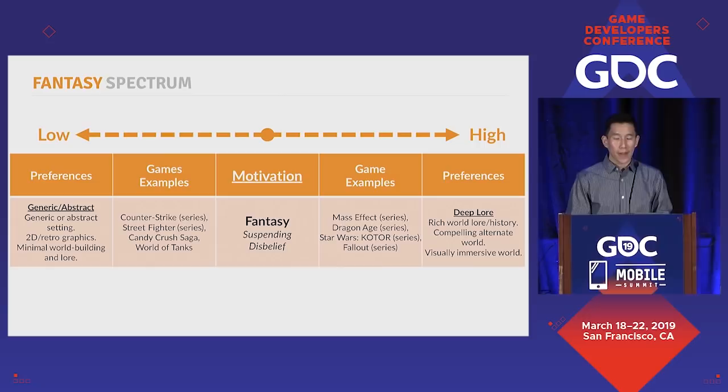Games that score low on fantasy usually fall into one of two camps. They're either abstract puzzle games, like Candy Crush, or when they have 3D worlds and detailed graphics, the worlds and settings tend to be generic and interchangeable. So like a desert encampment or a rough terrain in a shooter game, here we see Counter-Strike, for example, on that end of the spectrum.